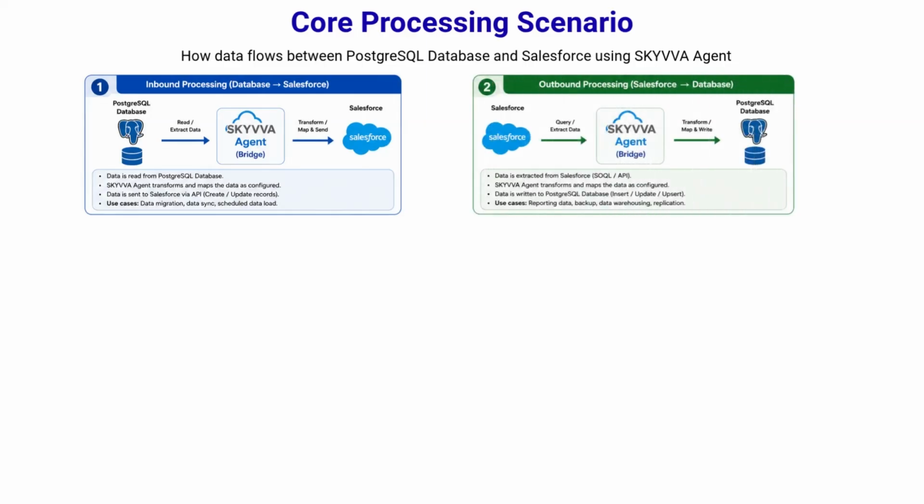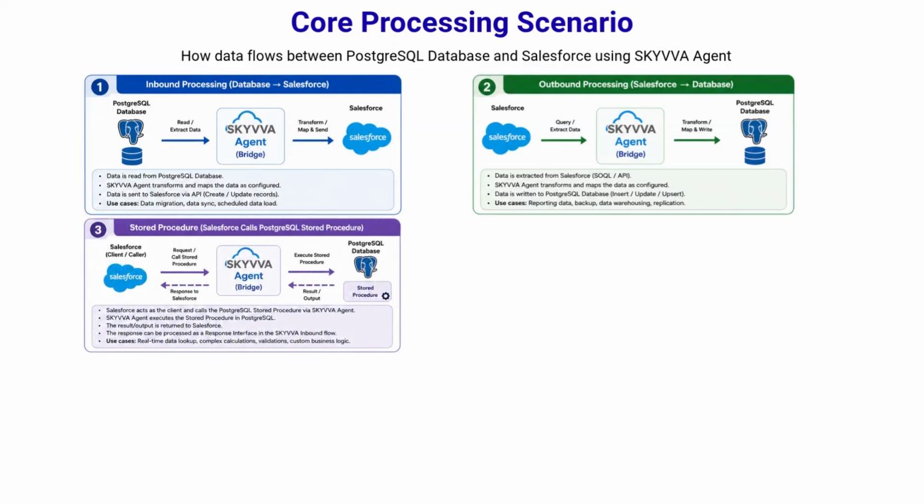Scenario 2. Outbound processing, Salesforce to database. The second scenario is outbound processing. Here, Salesforce becomes the source system while PostgreSQL database is the destination. SKYVVA Agent queries or extracts data from Salesforce using SOQL or Salesforce APIs. The retrieved data is then transformed and mapped into the database structure. Finally, SKYVVA Agent writes the data into PostgreSQL by performing insert, update, or upsert operations. This scenario is useful for reporting databases, backup systems, data warehousing, analytics, or replicating Salesforce data into external systems.